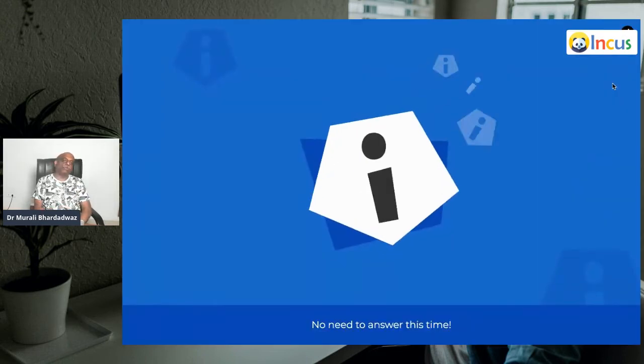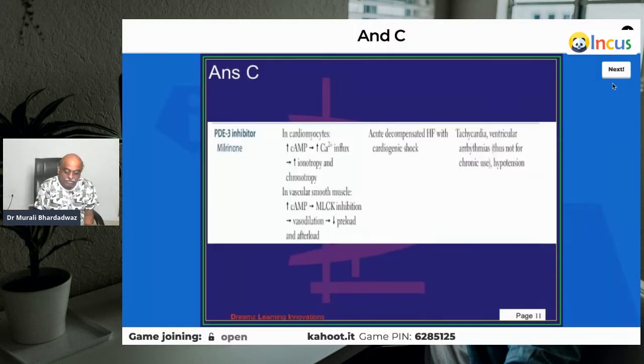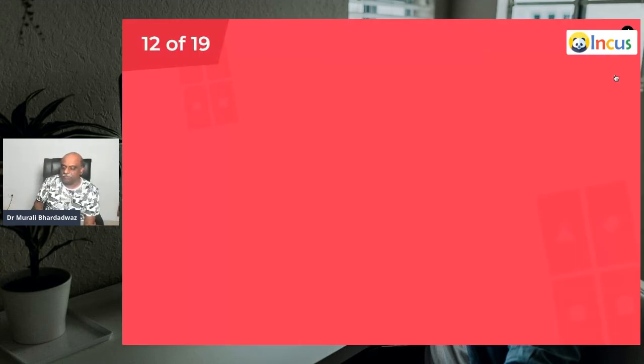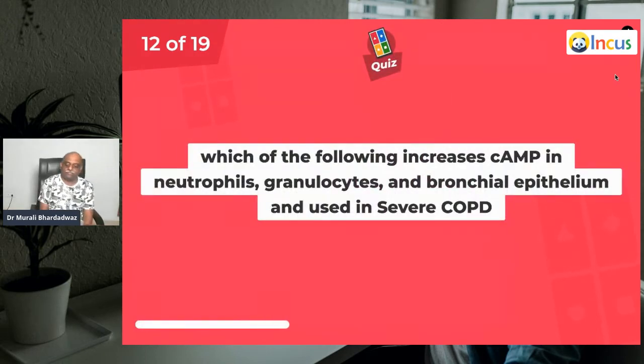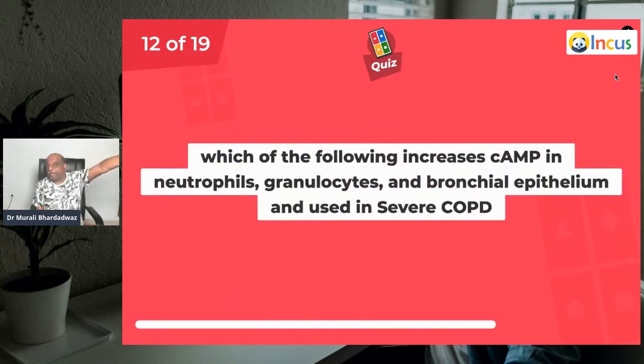Very good. So doctor, you should know Milrinone is a PDE3 inhibitor. It increases cyclic AMP, it increases calcium influx, increases inotropy and chronotropy. Whereas in the vascular smooth muscle, it increases cyclic AMP, it leads to the inhibition of the myosin light chain kinase, it leads to vasodilation and decreased preload and afterload. That's the reason we use Milrinone in acute decompensated heart failure with cardiogenic shock, is what you have to remember. Now, doctor, which of this increases cyclic AMP?